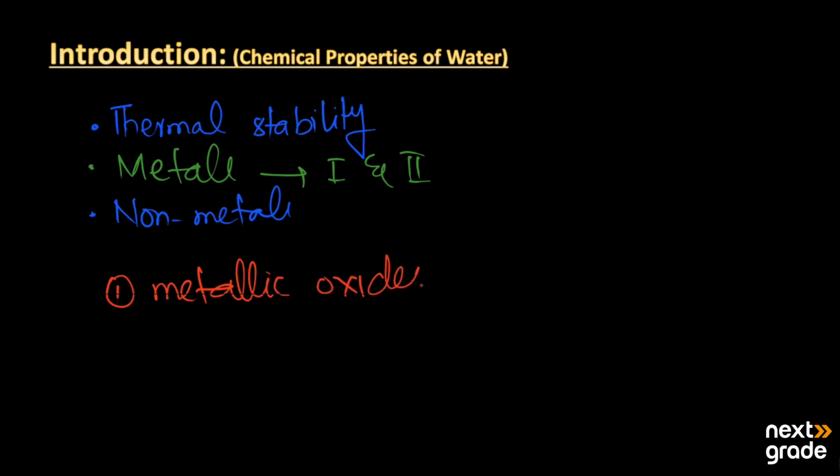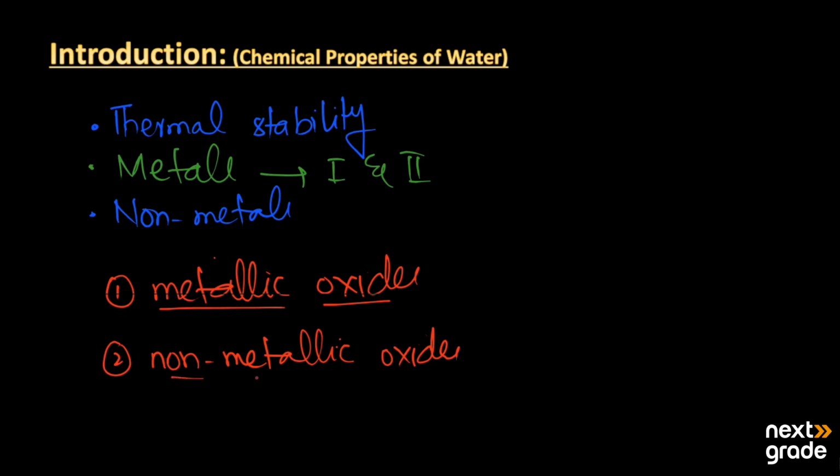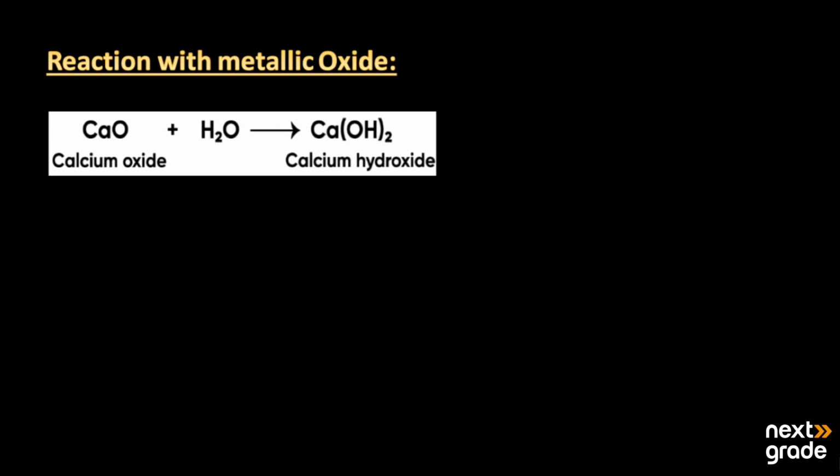When oxygen reacts with metals, it produces a product known as metallic oxides. The second is with the non-metallic oxides. When non-metals react with oxygen, they produce oxides known as non-metallic oxides. And we will also learn about the hydrolysis reaction of water. So let's start with the first one, which is the reaction of water with the metallic oxide.